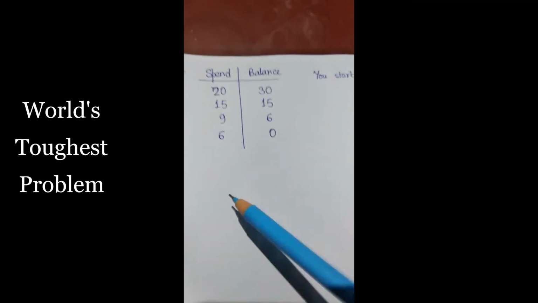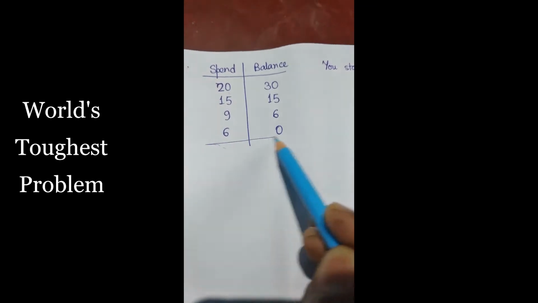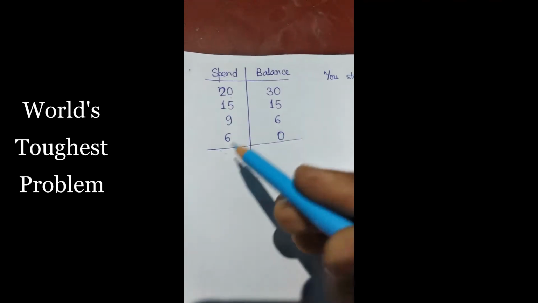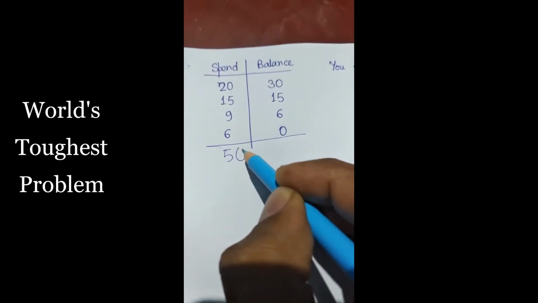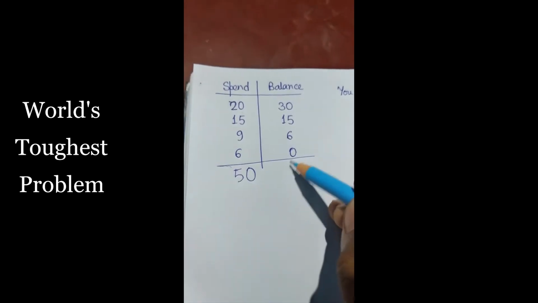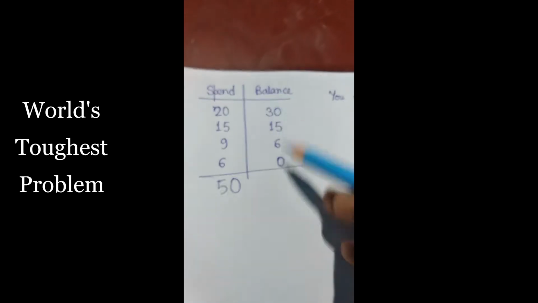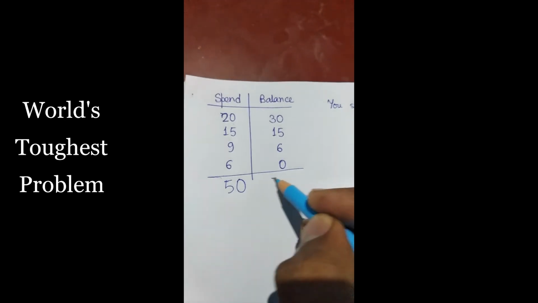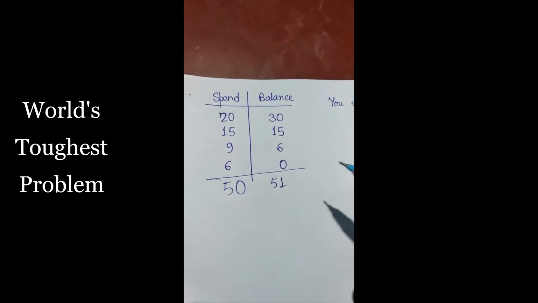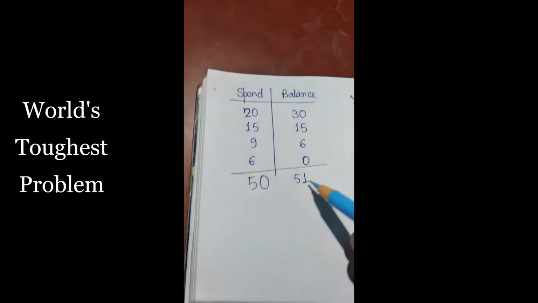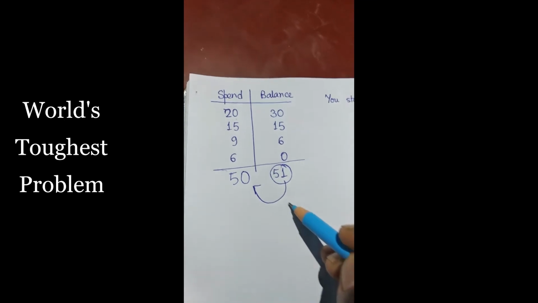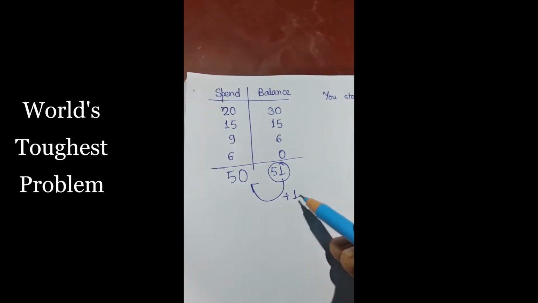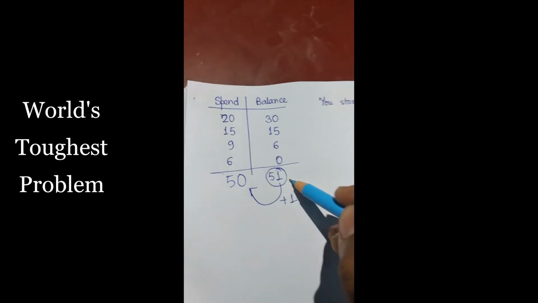But it seems tricky for the first time that if I sum this, we get 50 here, but here we can't get 50. If we add this, we get just 51. But how is this possible? It should be 50, but there is plus 1 here.